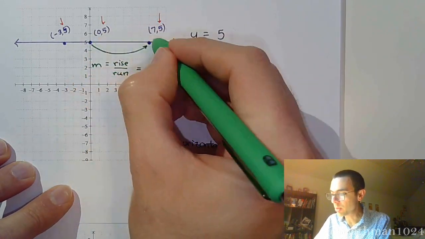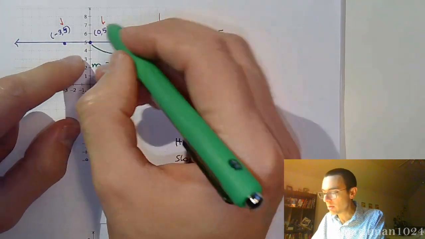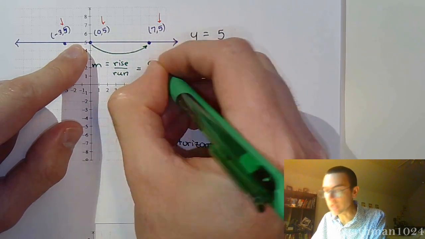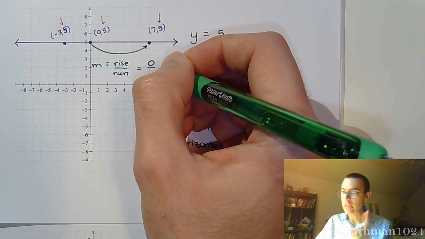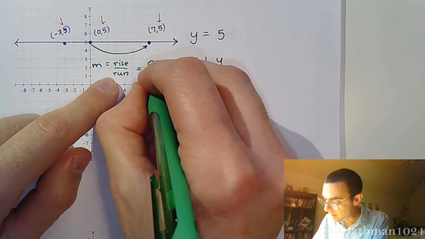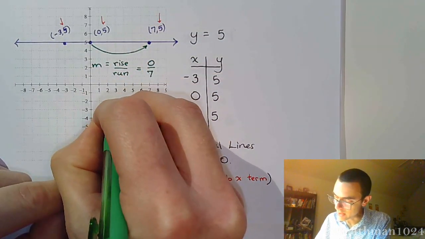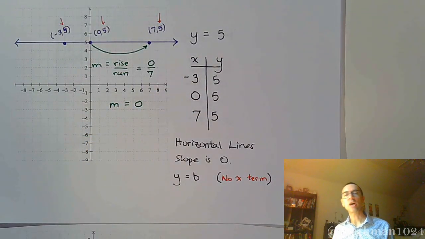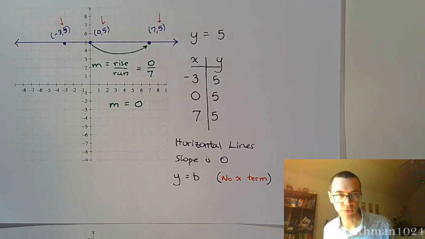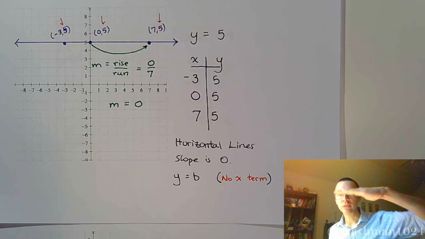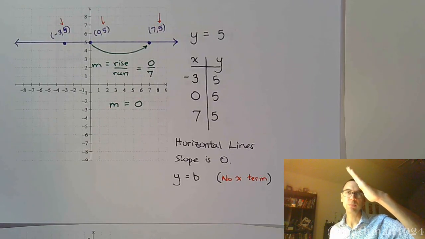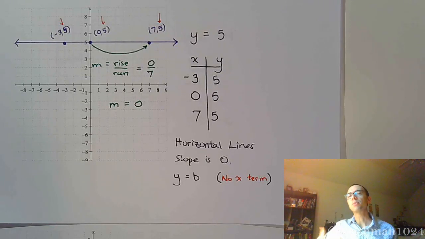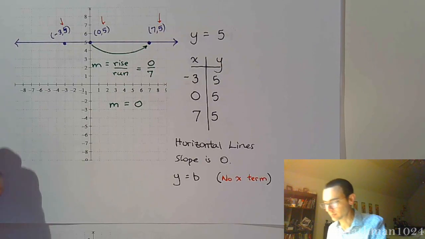As I go from point to point, let's talk about what my rise is. From this point to that point, I had a rise of 0 units. I didn't go up or down, I just went left or right. My run is to the right 7. And so what we have is that our slope is equal to 0. 0 divided by 7 is going to be 0. So for any horizontal line, it's not going up and it's not going down, so the slope is going to be 0.